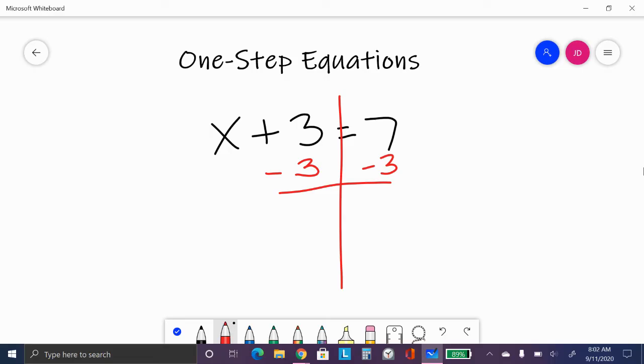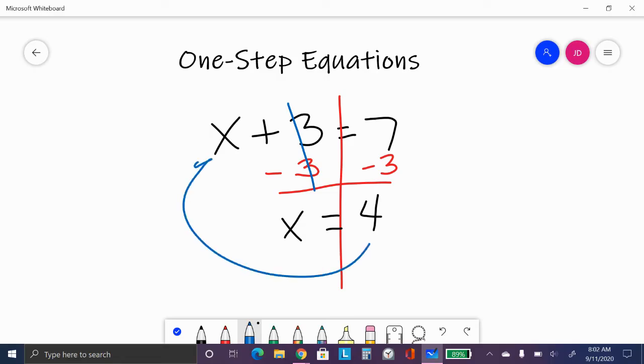So we have x plus 3 equals 7, and we subtract 3 from both sides, and we get x equals 7 minus 3, which is 4. On this side, these cancel out. To check your answer, you would plug it back in. 4 plus 3 does equal 7.